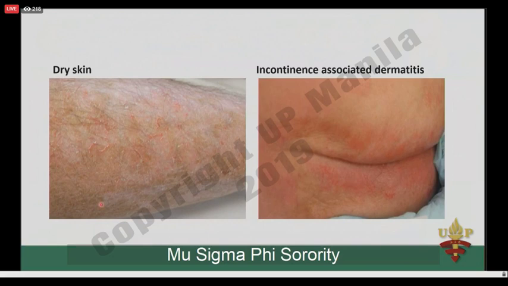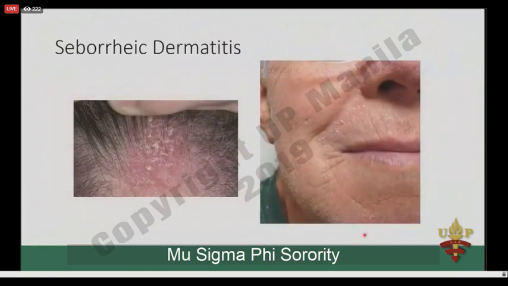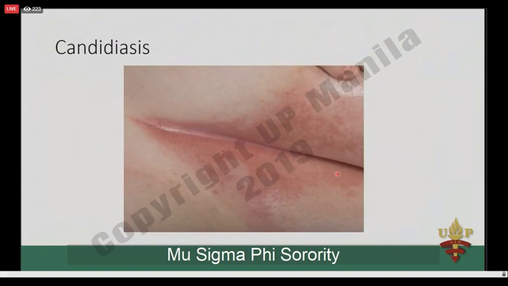This is just to show you the skin in the elderly if they do not apply moisturizers. You see very, very dry skin that can crack, and once this cracks, there is a possibility of secondary bacterial infection. Now, this is incontinence-associated dermatitis, especially for patients who are bedridden. Seborrheic dermatitis or dandruff is more common in the elderly, and this is the appearance on the scalp and even here on the nasolabial folds. Candidiasis is usually found in the intertriginous areas.